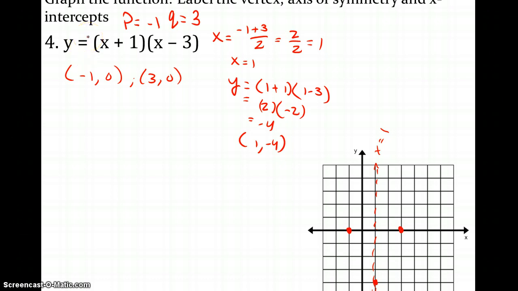We said we needed 5 points, and now we have 3. How about one more? What's another point that's kind of close to the vertex? I mean, the axis of symmetry. I would choose x is equal to 0, because that's my favorite number. I love it as well.